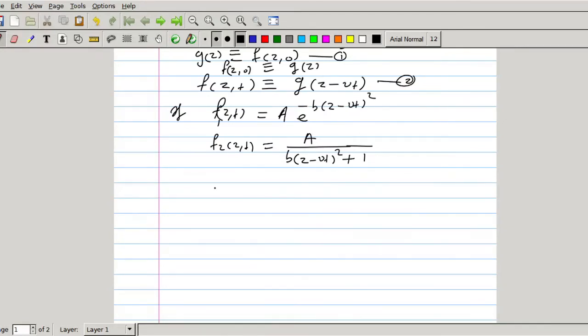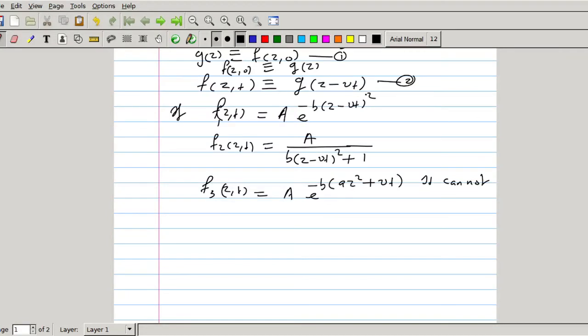But if you take a function like f3(z, t) equal to a e raised to minus b into (az squared plus vt), then it cannot represent a traveling wave along the z direction. This cannot be the wave equation.